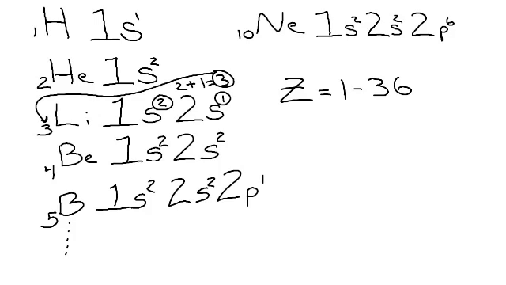Writing the electron configurations for atomic number 1 through 36.